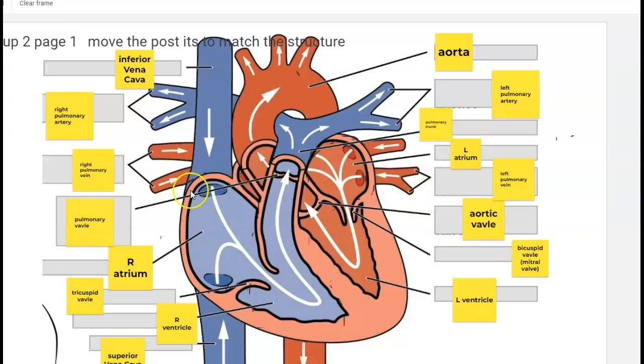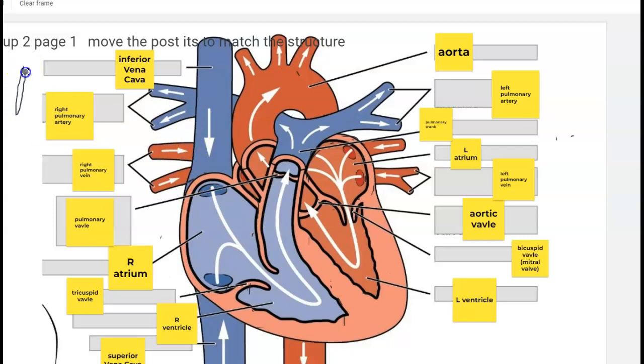First off, let's start with the chambers. The top, and the fact that left is right and right is left. If you remember, when it comes to any diagram, you label it as if it's in the person. So left is right and right is left. So this is the right side of the person is blue, and the left side is the red. Blue means deoxygenated, red means oxygenated.